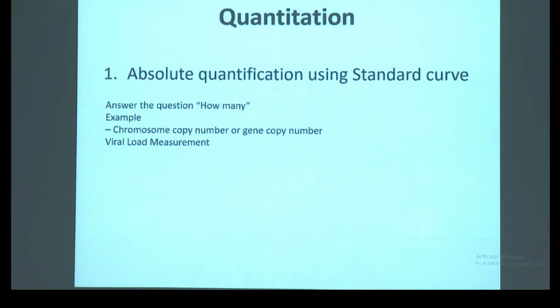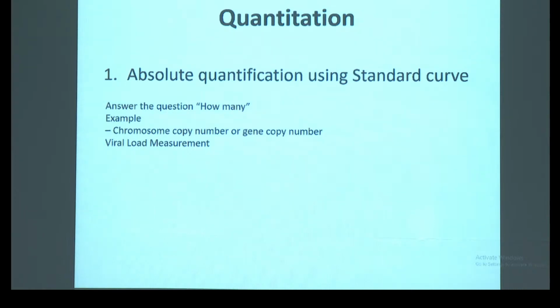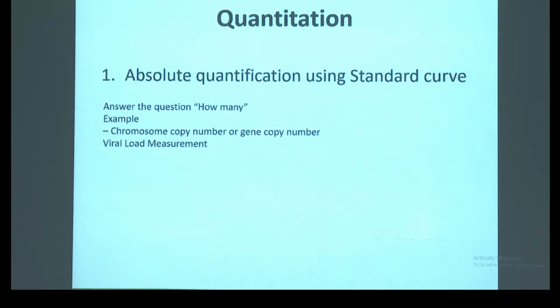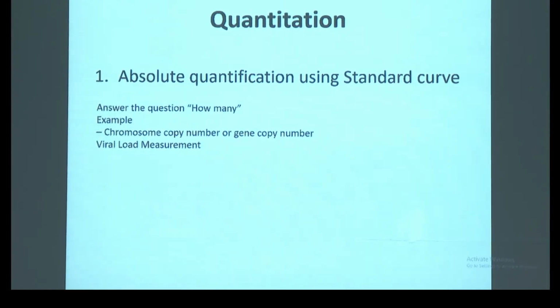So the first method is quantitation, the absolute quantification, which is used for the measurement of the exact copies of the nucleic acid, gene copy number and virus load estimations. So this is what we are going to perform in the practicals.